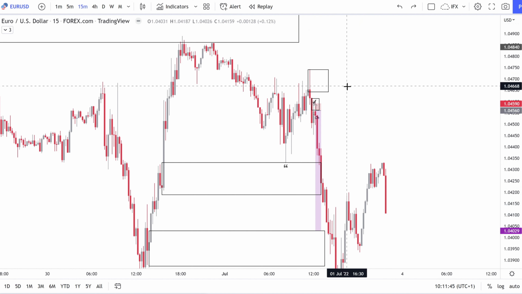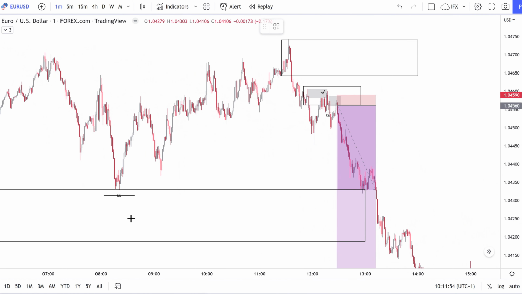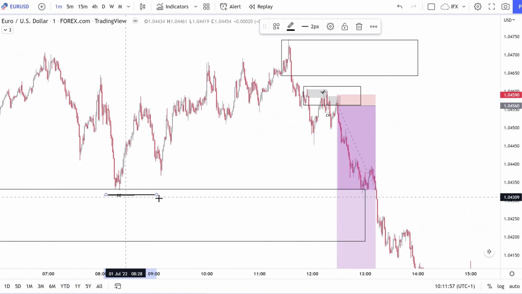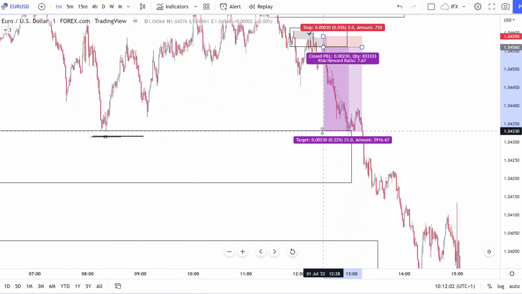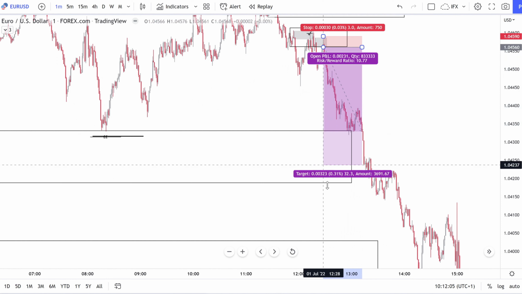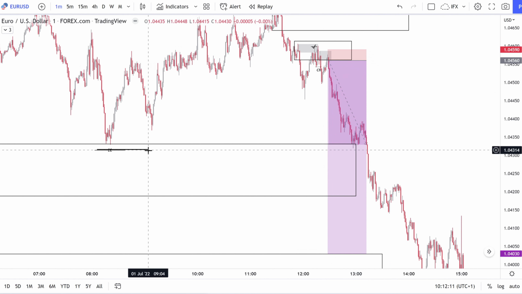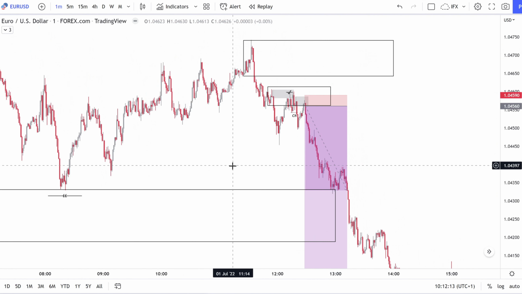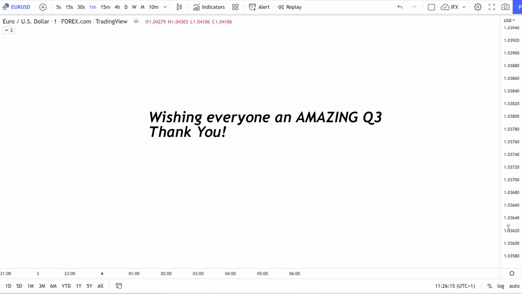Now, in terms of targets, like I mentioned, there were clear calls. There was that 15-minute weak internal low that you could have targeted. And even to that low, you would have had let's say 7.5%. To the extreme, you would have had about 17%. So understand, once price sweeps buy side liquidity, trade towards sell side liquidity. And once price sweeps sell side liquidity, trade towards buy side liquidity.